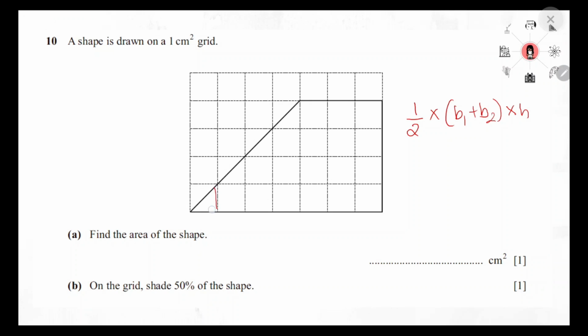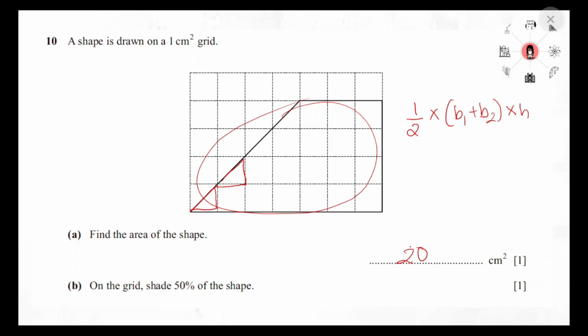We will count these triangles as half a square, so 2 of them is equal to 1 whole square. This gives us 20 whole squares in this trapezium. Therefore, the answer is 20 centimeters square.